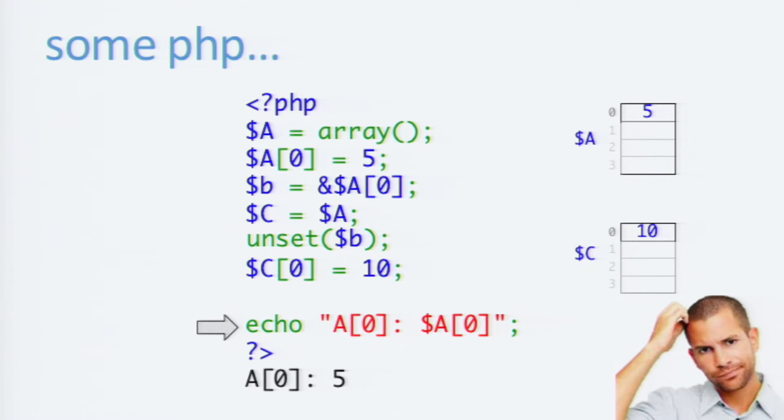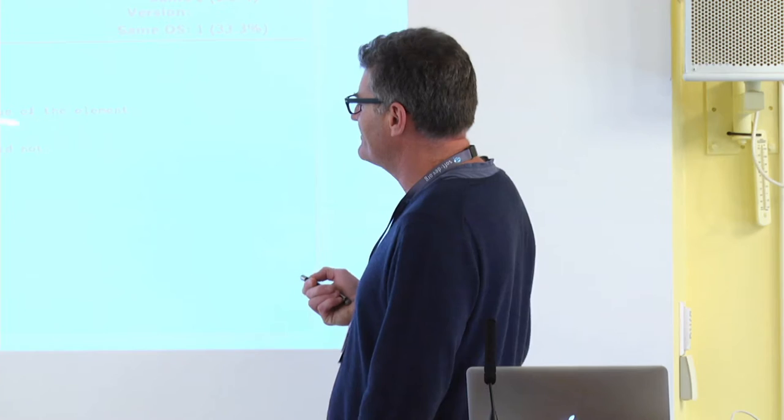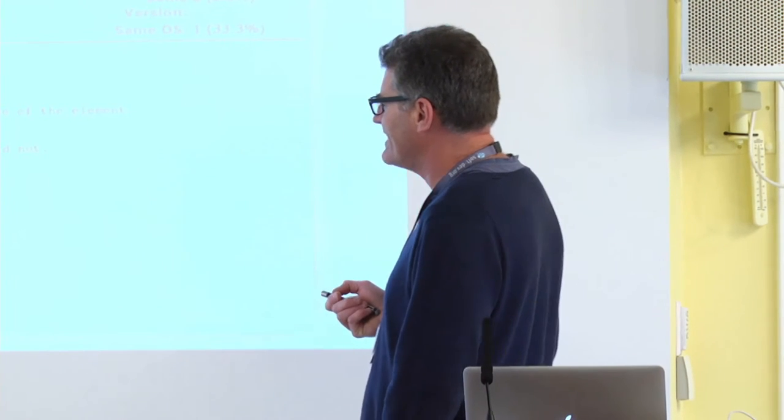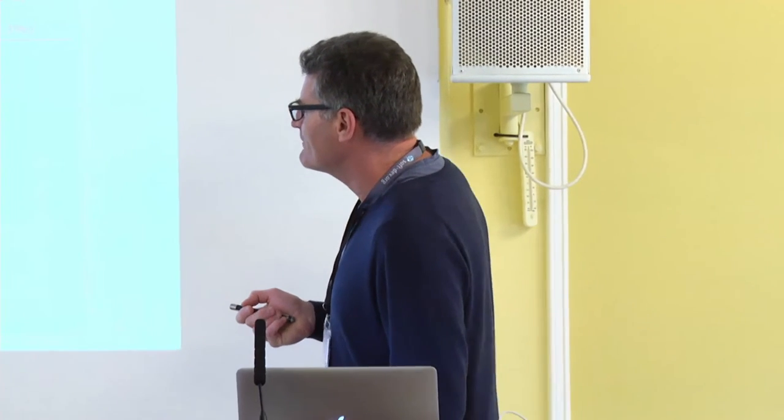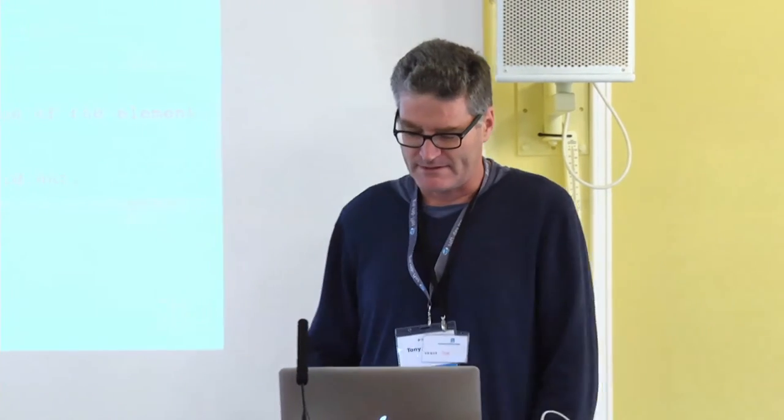So, let's do a little bit of digging, forensics. What's this say? Someone's complained about this. Perfectly reasonable complaint, I would think. I create an array and then reference it to an element of that array. The array is passed to a function by value, which changes the value of the element. After that, the global array has another value. I would expect this behavior if I passed the array by reference, but I did not. And supposedly, PHP is supposed to be passing by value. All right, actually, there's the quote from that.